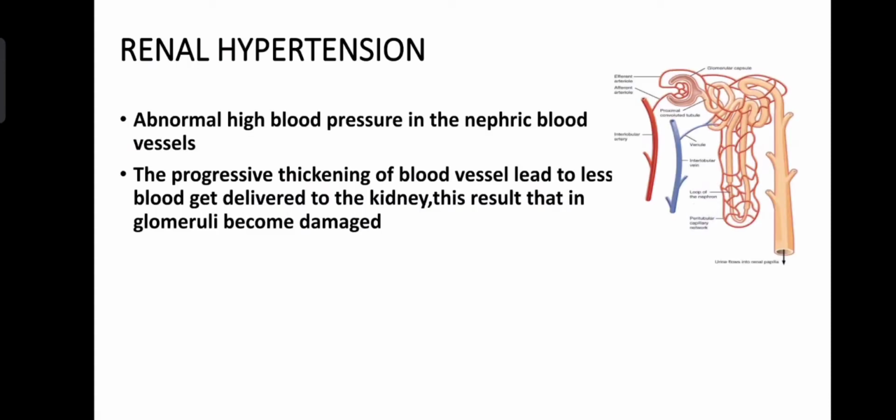First one, renal hypertension. In renal hypertension, the walls of the arteries supplying the kidney begin to thicken in order to withstand the pressure, and that results in a narrow lumen. A narrow lumen means less blood and oxygen get delivered to the kidney, resulting in ischemic injury to the glomeruli.